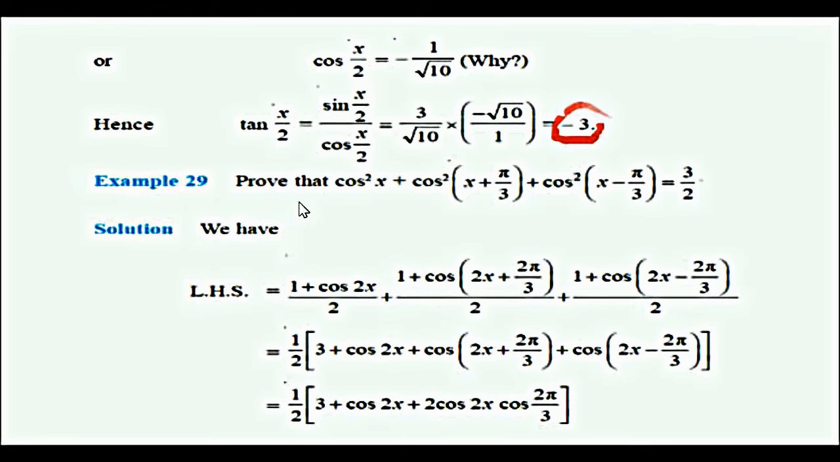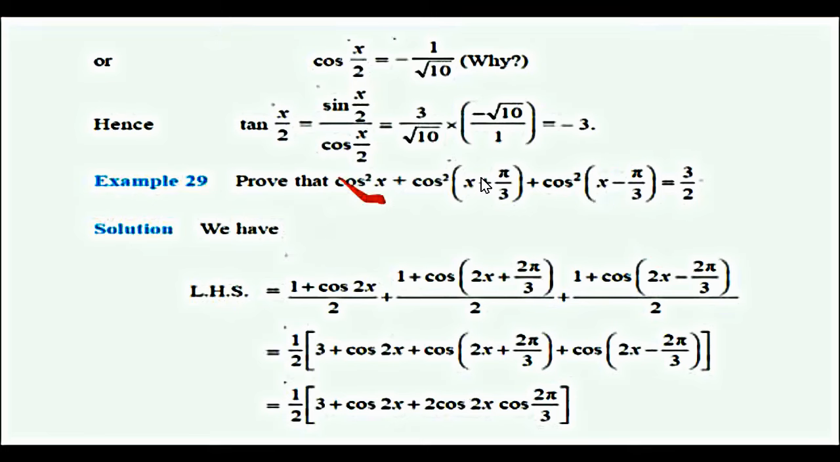Next is the 29th question. Prove that cos square x plus cos square of x plus pi by 3 plus cos square of x minus pi by 3 is equal to 3 by 2. See, cos square x is what? Cos square x is equal to 1 plus cos 2x by 2. You know that 1 plus cos 2x is 2 cos square x. So cos square x is 1 plus cos 2x by 2. Again, 1 plus cos of 2x plus 2 pi by 3, by 2. Again, cos square is 1 plus cos of 2x minus 2 pi by 3, by 2.